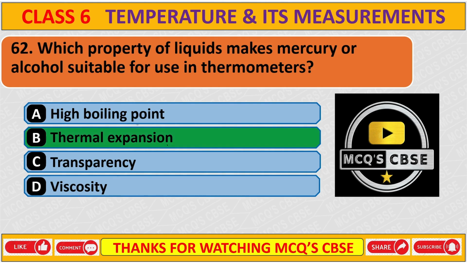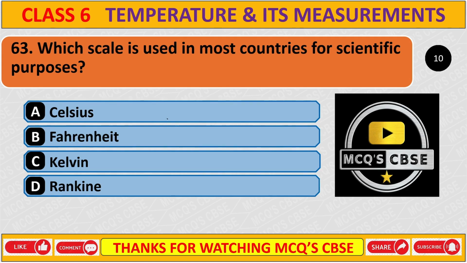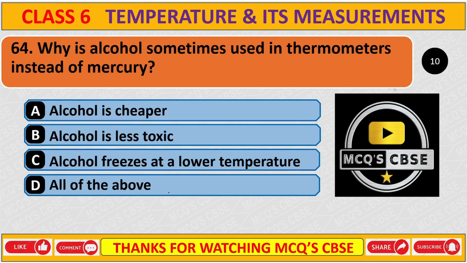Which property of a liquid makes mercury or alcohol suitable for use in a thermometer? And the correct answer is B, thermal expansion. Which scale is used in most countries for scientific purposes? And the correct answer is A, Celsius.